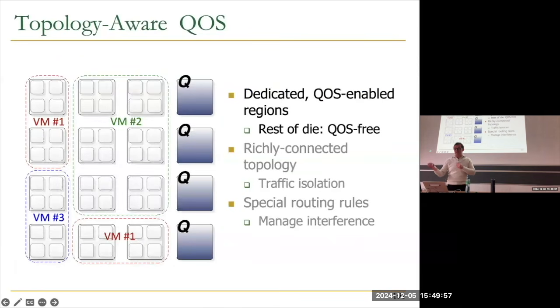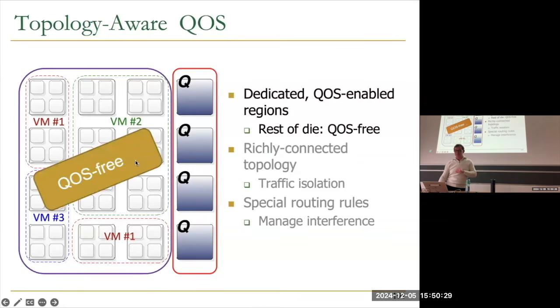Okay, so this is the idea that I wanted to discuss. Basically, we dedicate quality of service resources, or shared resources are actually constrained to some parts of the network. We call these dedicated quality of service enabled regions. So whenever you reach this part, and if you want to access a shared resource that may be somewhere over here, you get quality of service in your routers. So your routers here are very expensive, potentially. Right? So the rest of the die is really quality of service free. So you reduce some cost over here.